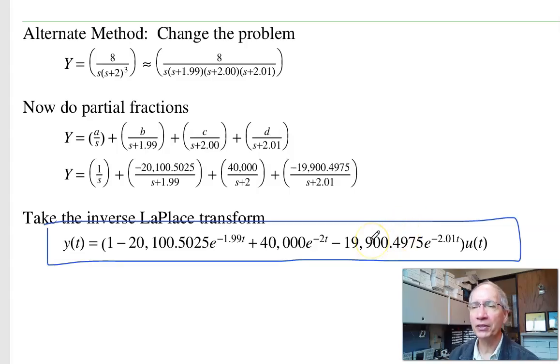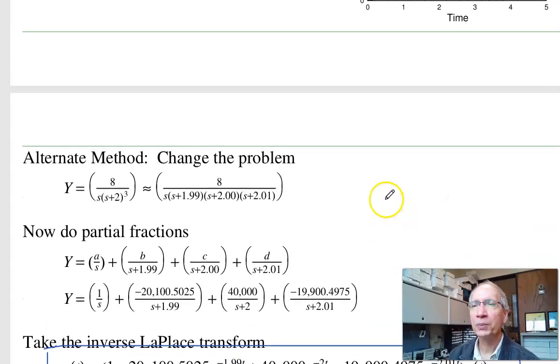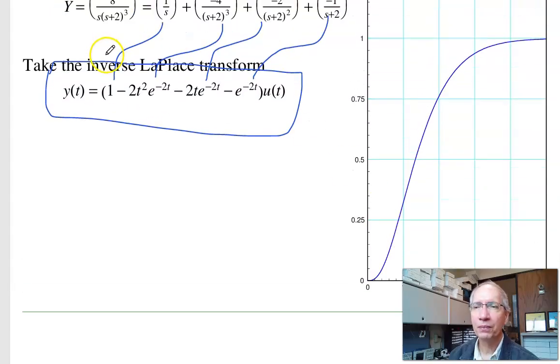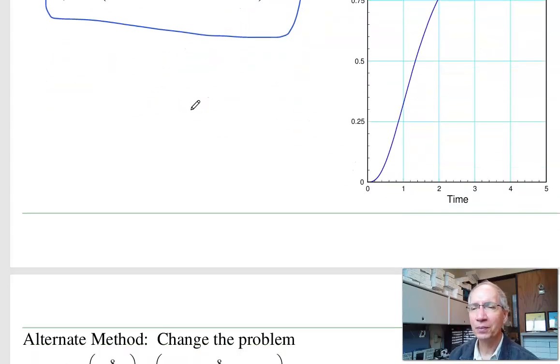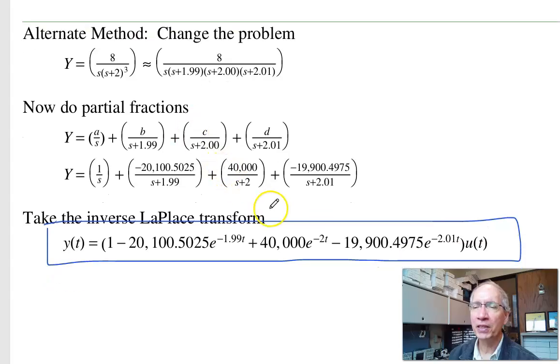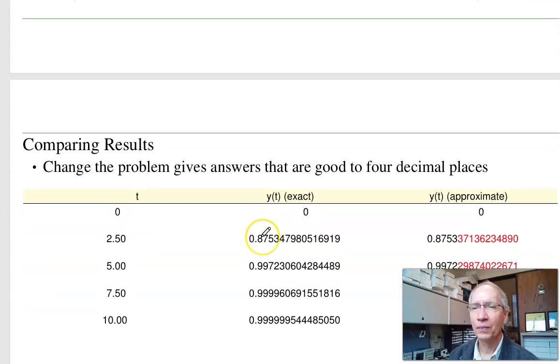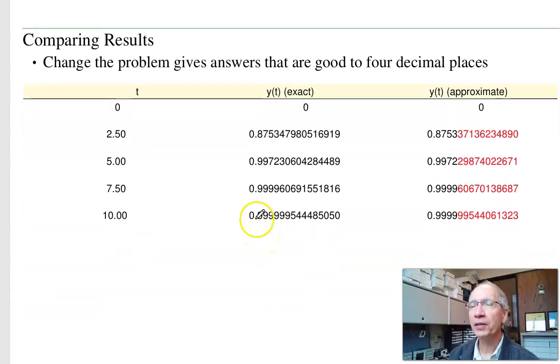This is another way to write the answer. This approach is preferred, a little bit simpler once you get it. This is basically the same thing. And you can compare the two if I take the 2 responses and carry it out to an obscene number of decimal places at 2.5, 5, 7.5, and 10 seconds. Here's the exact solution. Here's the approximate solution. The approximate is good to 4 decimal places, so they're not the same.